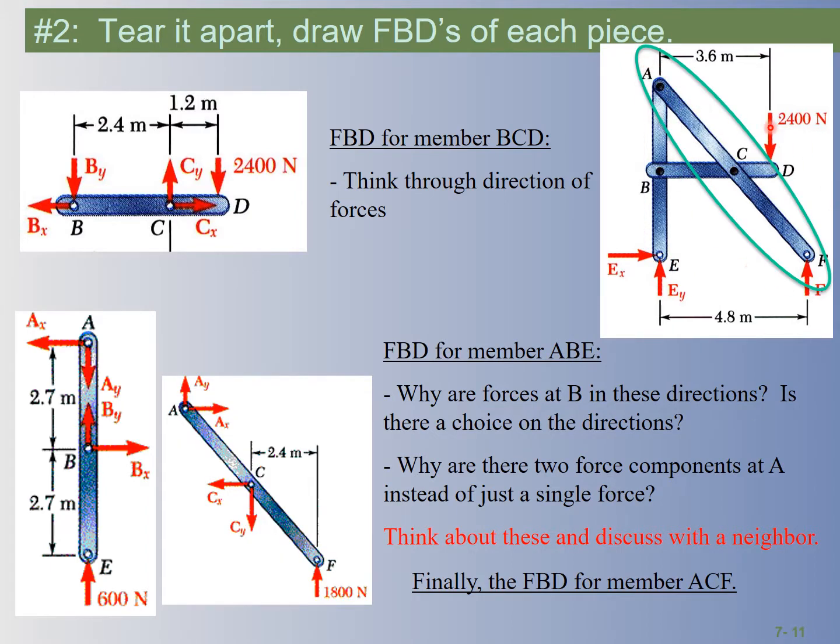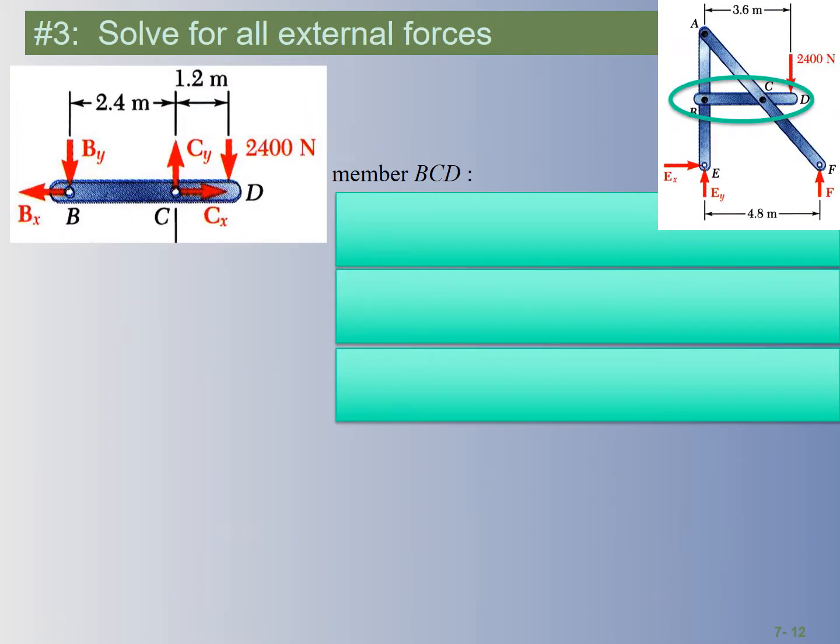The last thing we're going to draw a free body diagram of is this ACF beam over here, and then realize that the forces up at the top at A, whether you're solving for it from this beam or this beam, these are going to be just equal and opposite to one another again. Okay, so for this one, we know our 1800 force over here at F. For this one, we know our force at E.